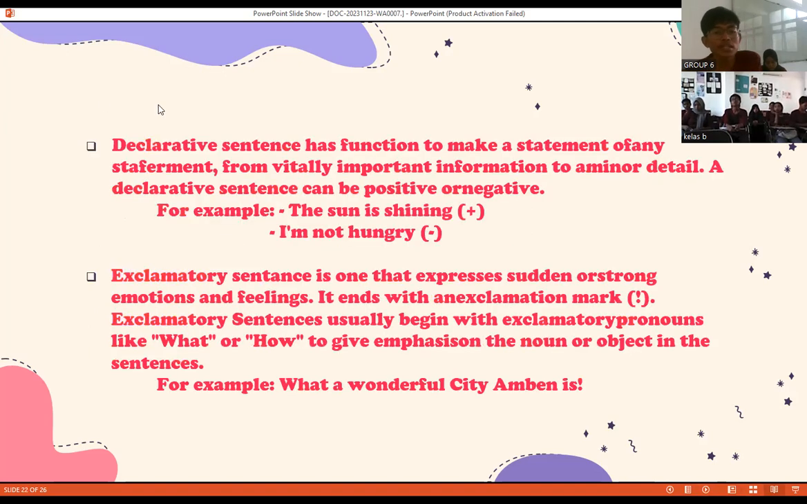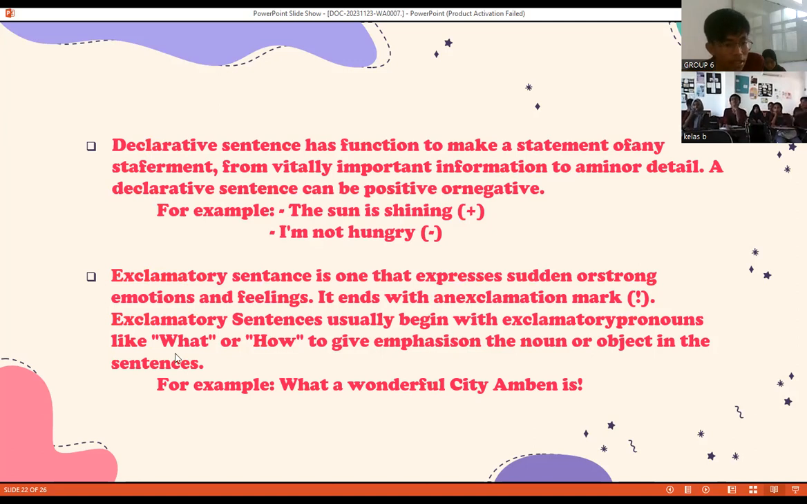So a declarative sentence has the function to make a statement of any kind, from vitally important information to a minor detail. A declarative sentence can be positive or negative. As you can see in the slide of the presentation, there are examples. For the positive, there is 'the sun is shining', and for the negative there is 'I'm not hungry'.